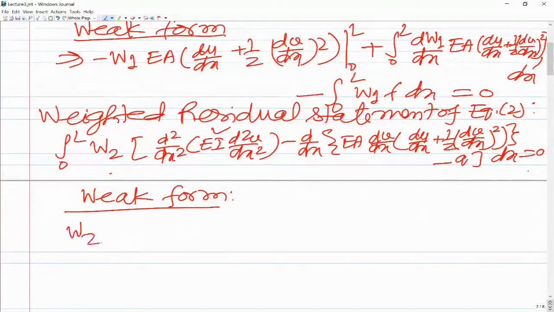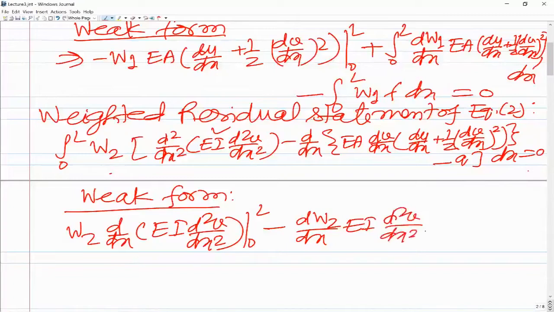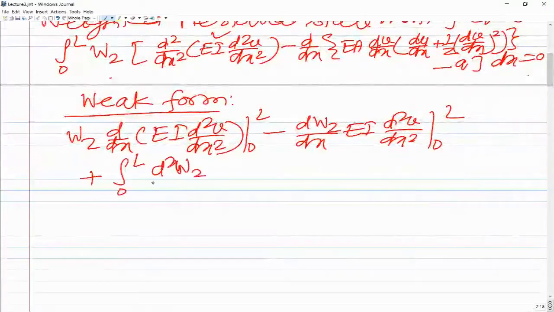So for the first term, if we do the integration by parts twice, the first boundary term would be w2 d by dx of EI into d2v by dx square, with limits 0 to L, and then minus dw2 by dx into EI into d2v by dx square, with limits 0 to L. These two terms come when we do the integration by parts twice for the first term, and then plus we will have integration 0 to L d2w2 by dx square into EI into d2v by dx square dx. So this is as far as the first term is concerned.